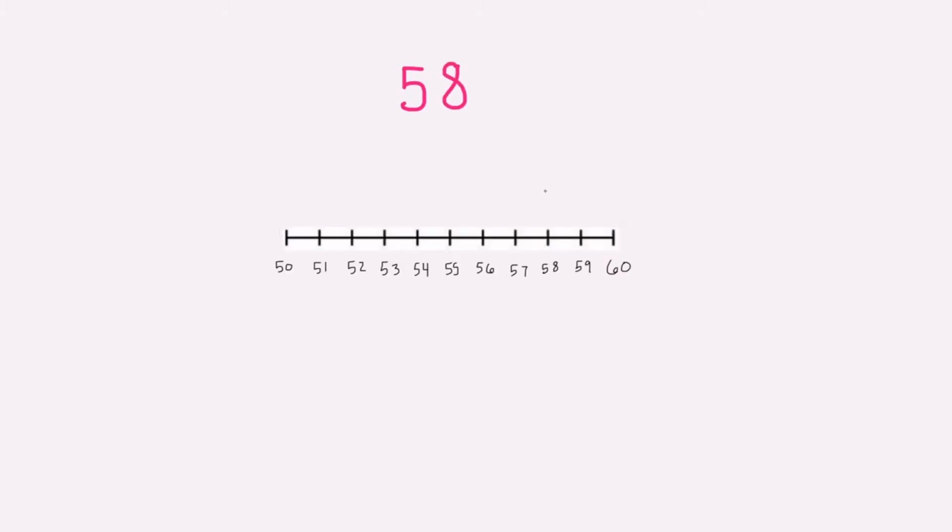Say you have the number 58. By looking at this number line, is 58 closer to 60 or to 50? 60, right? And why is that? Because there's less space between 58 and 60 than there is between 58 and 50.